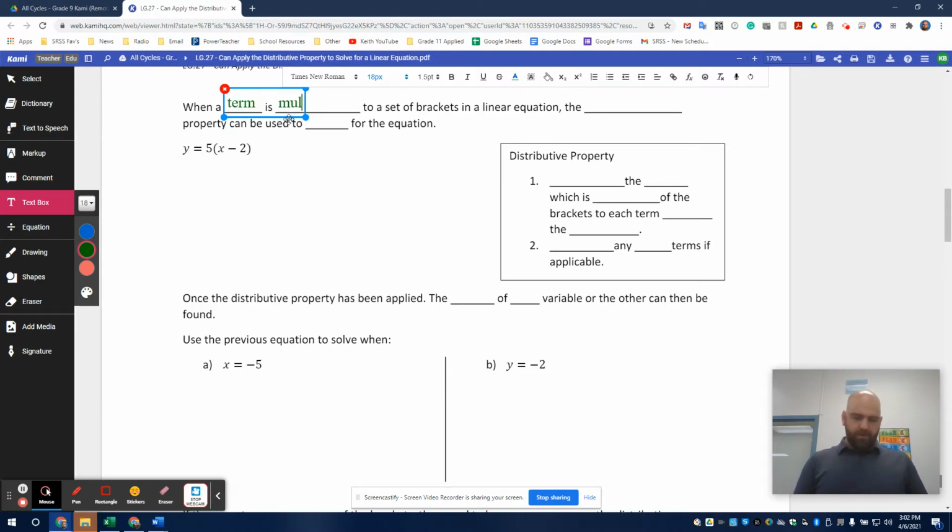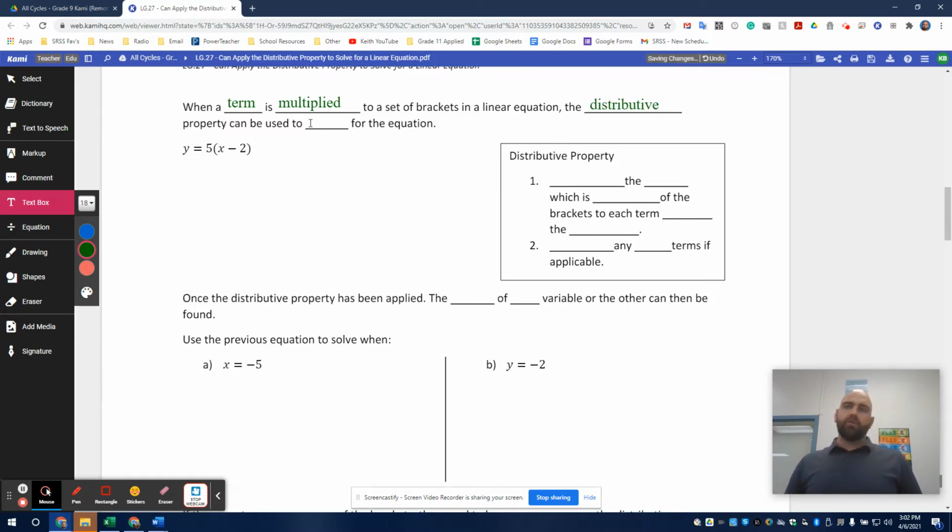And so when a term is multiplied to a set of brackets in a linear equation, the distributive property can be used to solve or simplify the equation. Okay. Now, the distributive property is something that we've already actually looked at when it came to polynomials and monomials multiplying into the brackets. What we're going to do is just extend that now to just a number into a set of brackets and then solve.